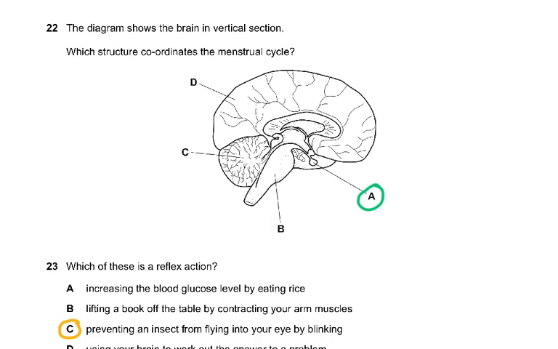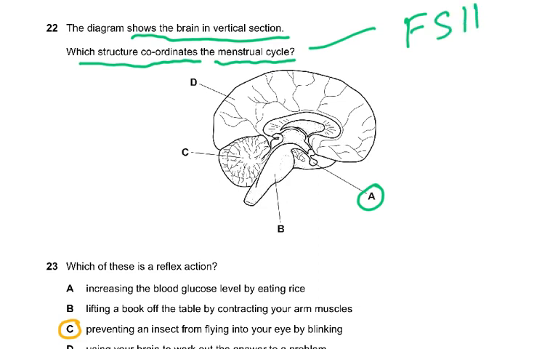Question number 22. The diagram shows the brain in vertical section. Which structure coordinates the menstrual cycle? Now, you know, in the menstrual cycle, we have hormones FSH, LH, and the other two hormones, estrogen and progesterone, which are produced by the ovary. And the FSH and the LH, follicle stimulating hormone and luteinizing hormone, are produced by the pituitary gland. So pituitary gland, you can see the labeling you have to understand.